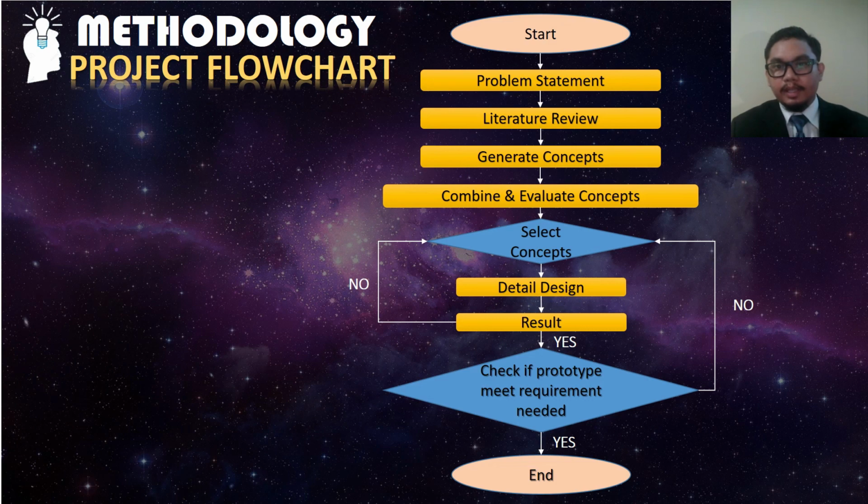Next is to generate the concept that I want to improve for the project. Next is to combine and evaluate all the concepts that have been chosen, and after that select the concept design that has more advantages. After that, draw all the detailed design in the software SolidWorks. After that, see the result of the design. If the design is not okay, we go back to select the concept design and repeat the process.